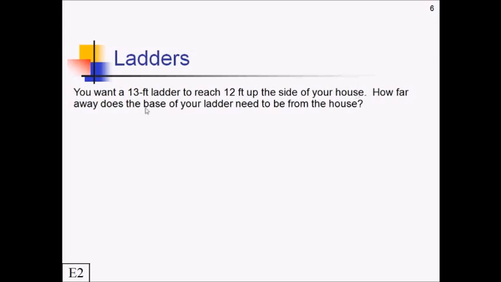How far away does the base of your ladder need to be from the house? Pause the video and see if you can wrestle with this one. All right, let's see how it went.